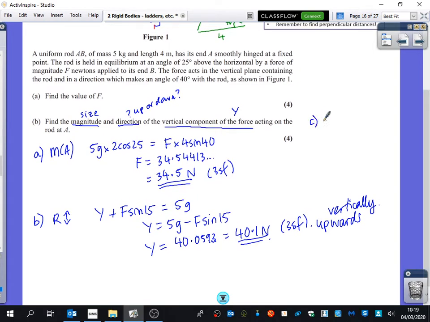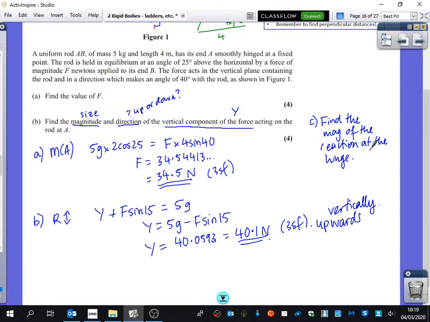You may have seen, if you did watch this video, which I didn't ask everyone to, I added in a part C and I said, find the magnitude of the reaction at the hinge. So this one, we just looked at the magnitude and direction of the vertical part. This is now asking for the overall reaction.